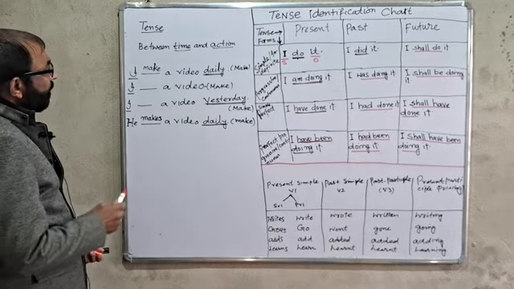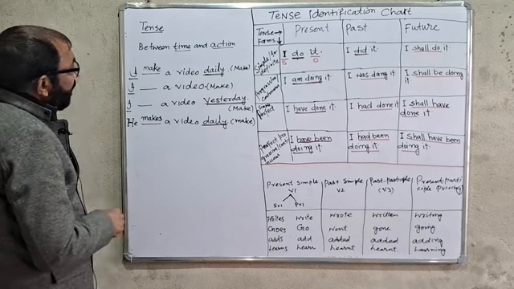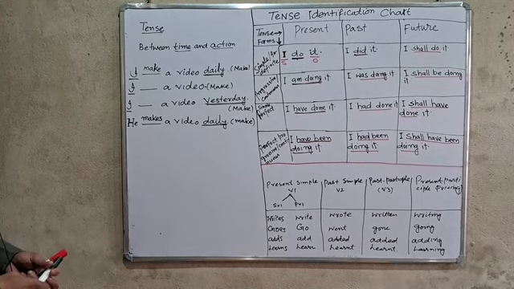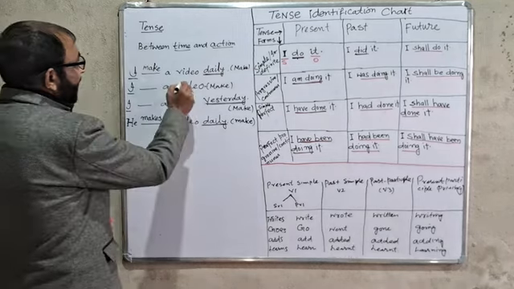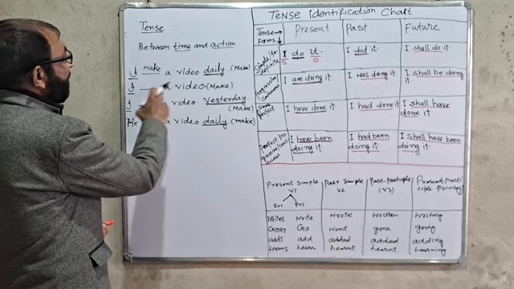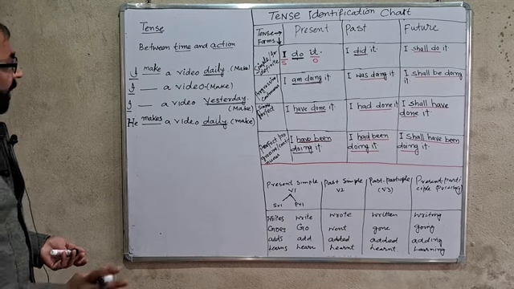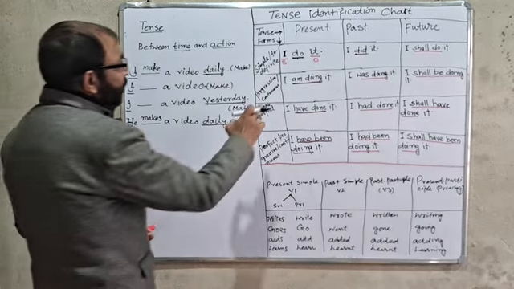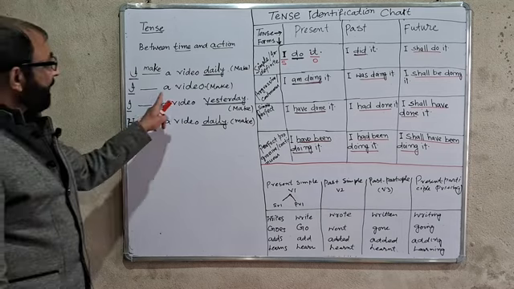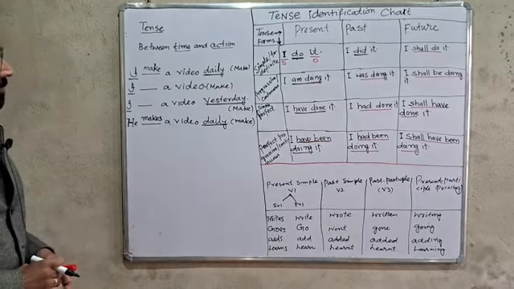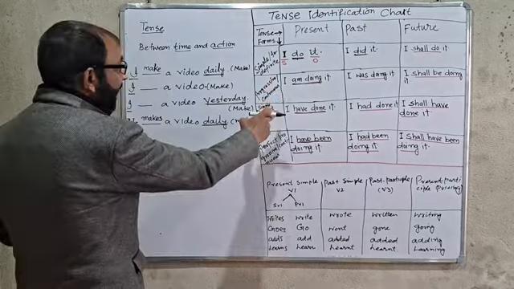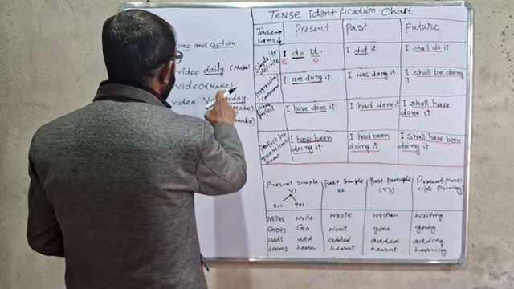Now coming to the next example. I dash a video. Make is the verb, but no time adverbial is given. It means that here you are at liberty to use the verb according to your wish. You can make it simple, like I make a video, correct grammatically. You can make it into continuous or progressive form. I am making a video. You can also write perfect tense here. I have made a video.